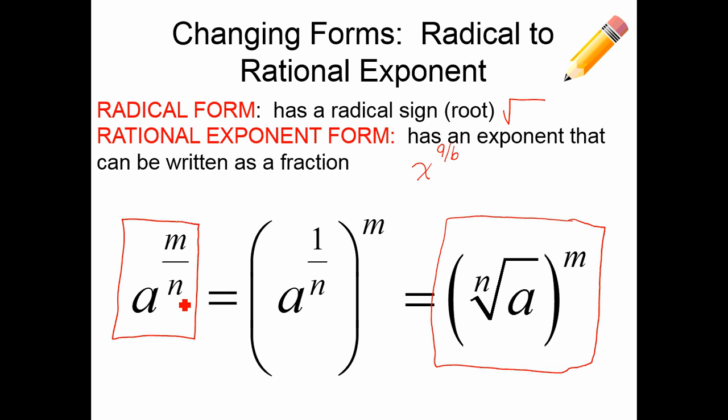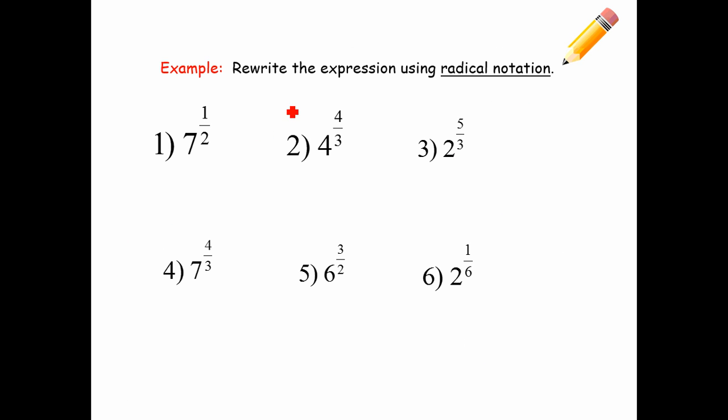So here, the denominator is the type of root I'm dealing with. Notice that the denominator here is the index on my radical sign. And the top, the numerator, is the power that radical is raised to. So let's practice changing from one form to another. For example, here we're going to rewrite each of these expressions into radical notation. So let's look at the first one.